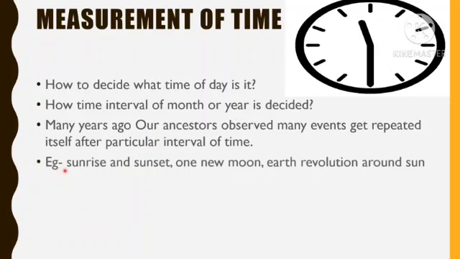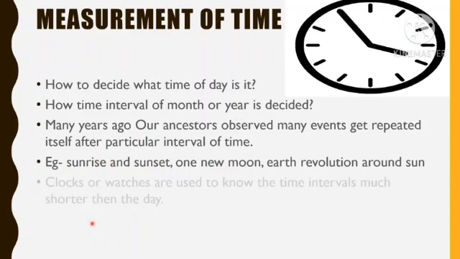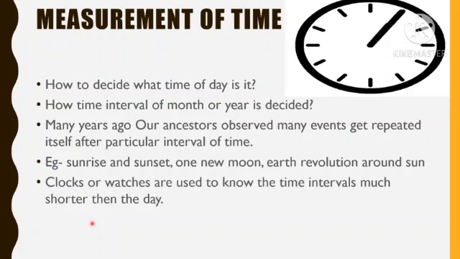For example, sunrise and sunset was an event, one new moon, the earth's revolution around the sun. So these were the events, and many other events are also there, due to which they made day, month, and year. Now, clocks or watches are used to know time intervals much shorter than a day.